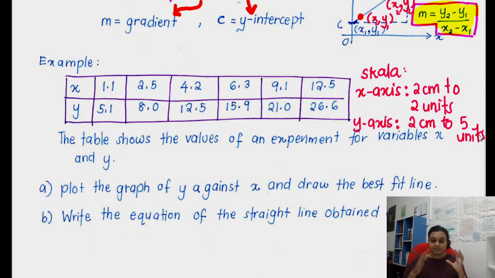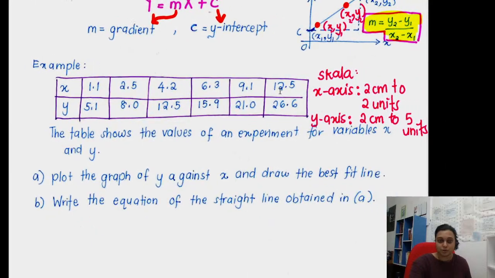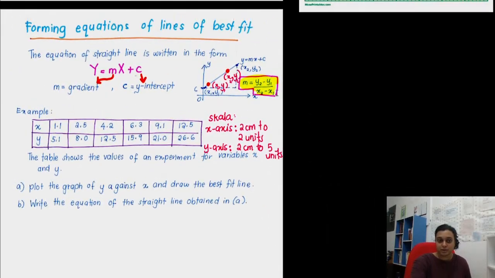So teacher is giving the scale. Now you draw first the x-axis, draw the y-axis, then do all the points. After that, teacher will show you. I'm also going to draw here together.